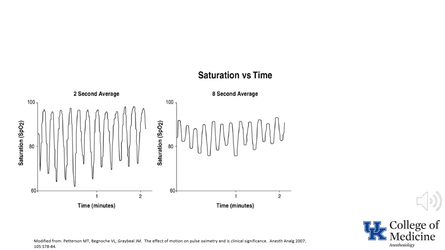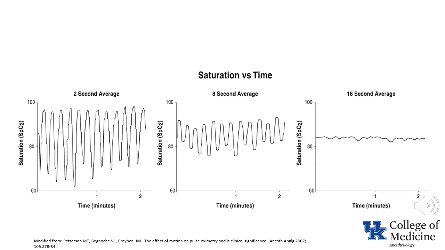In the second panel, in which the data are averaged over 8 seconds, all the apneic episodes are detected and an appropriate alarm is generated. Clinically, there is a slight delay in the alarm. Averaging over too long a period of time may result in loss of data. In the last panel, in which the data are averaged over 16 seconds, apnea still occurs, but no alarm is generated.